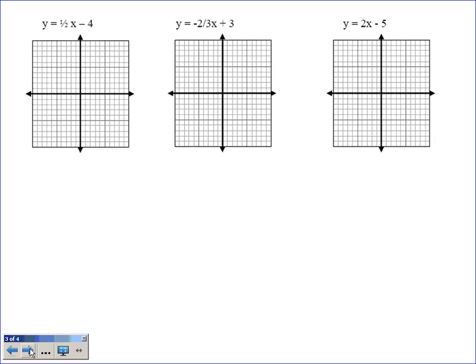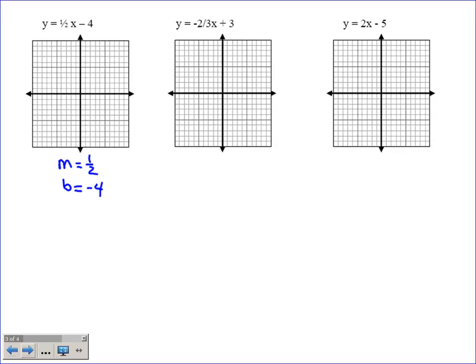Here's some examples. y equals 1/2, and did your copy not come out great? Are there some maybe lines missing here? Can you tell where they're at though? Okay. So it says y equals 1/2 x minus 4. What's the slope? 1/2. What's the y-intercept?